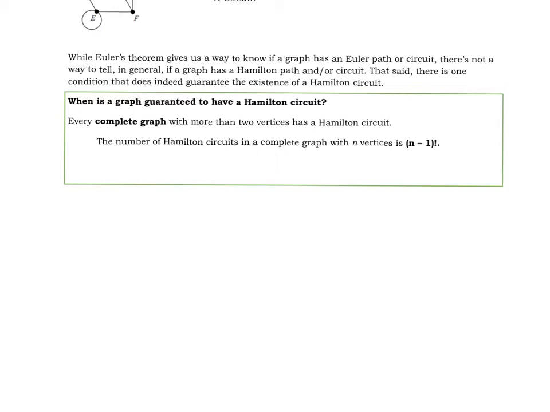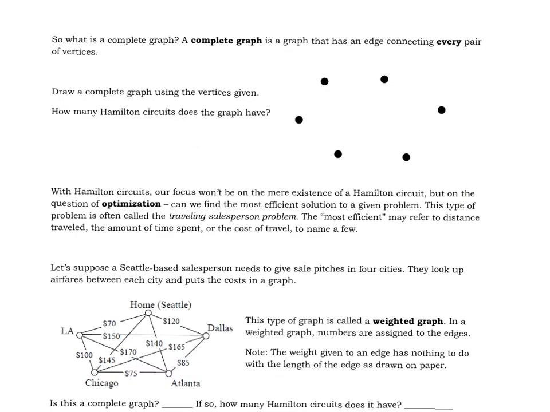And in fact, the number of Hamilton circuits in a complete graph with n vertices can be found by the formula (n minus 1) factorial. So what is a complete graph? A complete graph is a graph that has an edge connecting every pair of vertices.